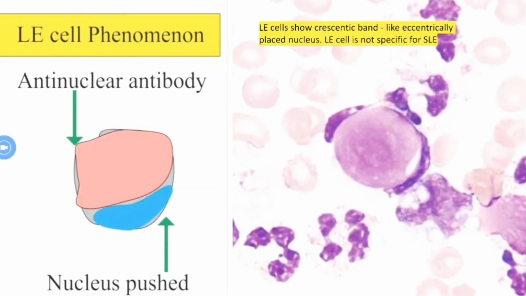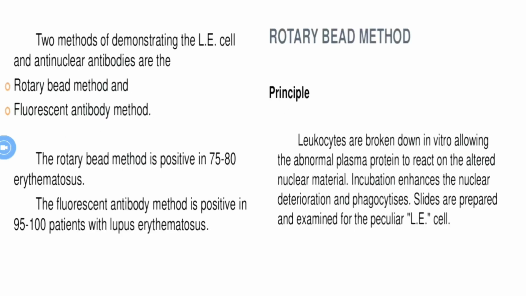Here, the LE cell phenomenon is seen, in which, due to the presence of antinuclear antibody, the nucleus is pushed eccentrically. Now, the LE cell shows a concentric band-like, eccentrically placed nucleus, which is not specific for SLE, as I have discussed.